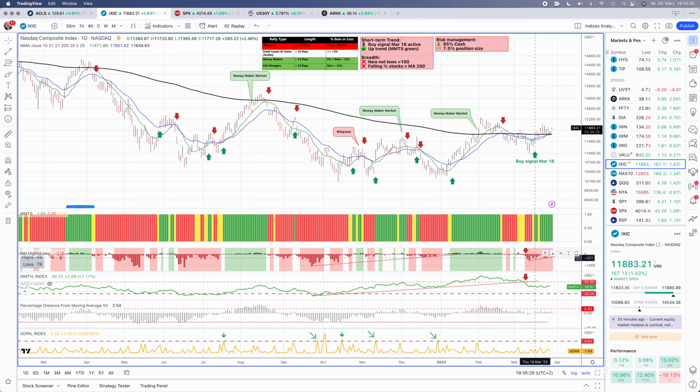We also have other indicators, like the percentage distance from moving average 50 indicator, which gives us some hints if the market is extended or not. And I observe the advance decline ratio, where you can see if there is a strong accumulation going on in the market or not. So do we have any hints that the bottom is very close after a correction?